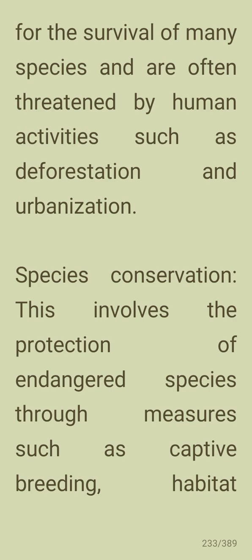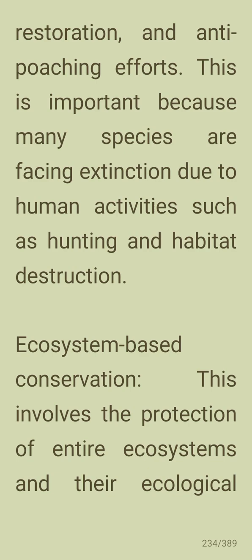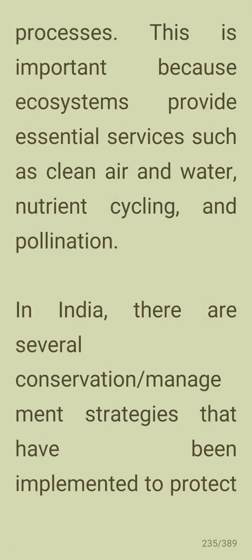So, species conservation. Species conservation involves the protection of endangered species through measures such as captive breeding, habitat restoration, and anti-poaching efforts. This is important because many species are facing extinction due to human activities such as hunting and habitat destruction. Then, ecosystem-based conservation. This involves the protection of entire ecosystems and their ecological processes. This is important because ecosystems provide essential services such as clean air and water, nutrient cycling, and pollination.